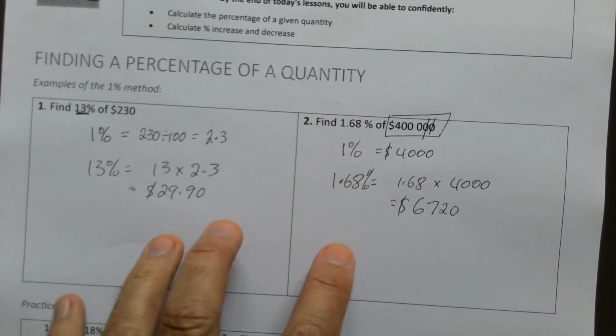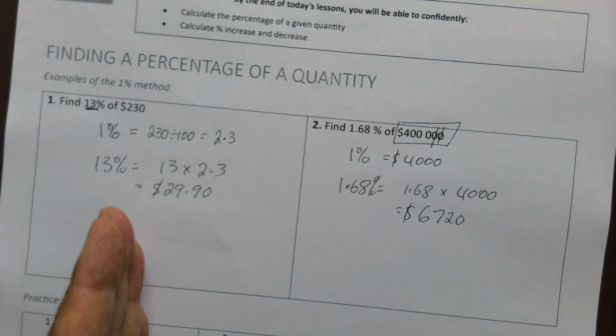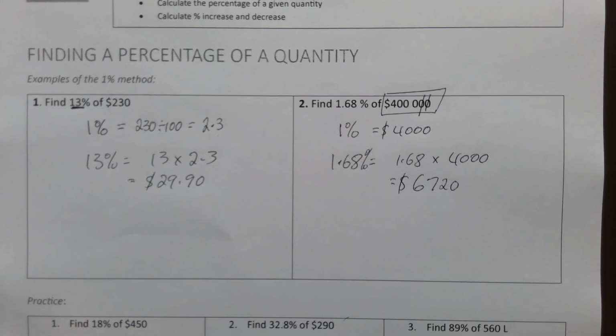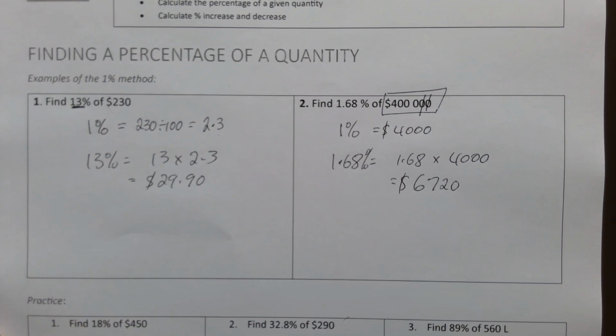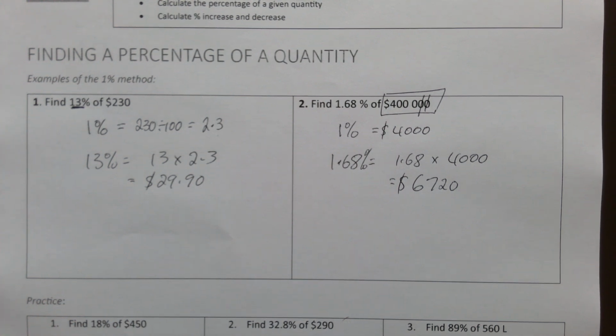So that's just to show to you the numbers can look different and they can look weird, but you follow the procedure. Find 1% first, divide it by 100, and then just multiply by whatever you need. If you need 73 of them, you multiply by 73. If you need 99 of them, 99%, you just multiply by 99. That's the 1% method for percentages.